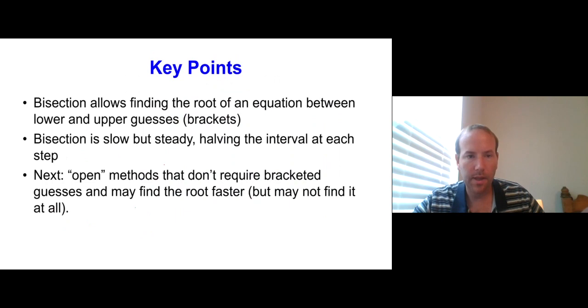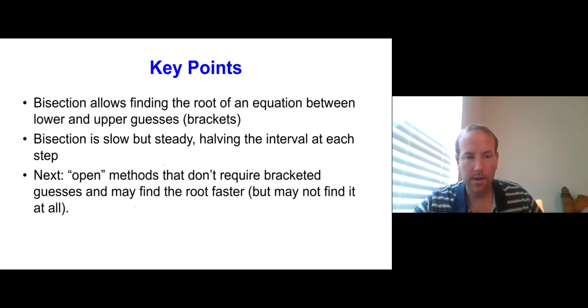So the key points from this bisection lecture are that bisection allows us to find roots of an equation between the lower and upper guesses. Bisection is slow but steady, and it halves the interval at each step. And so while this approach was slow but steady, it required 2 guesses, a lower and an upper guess.